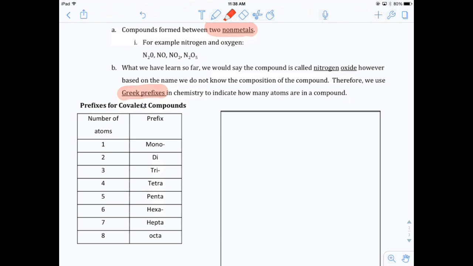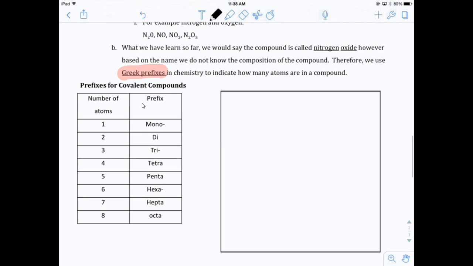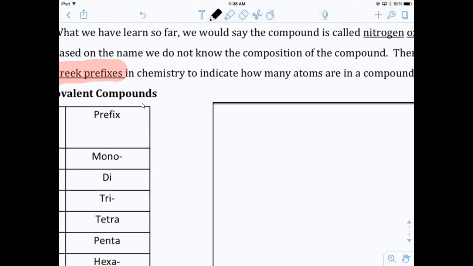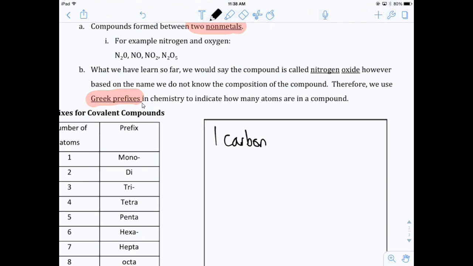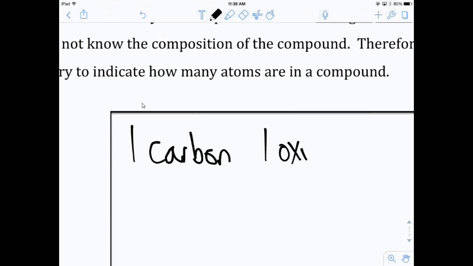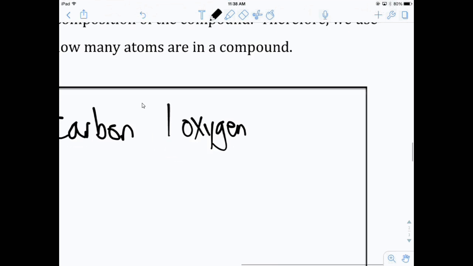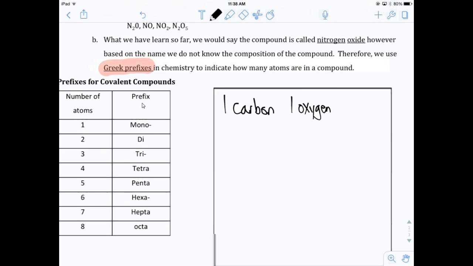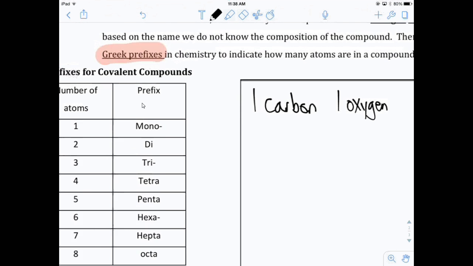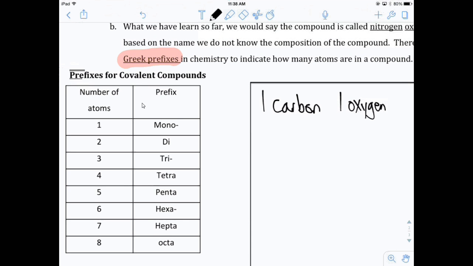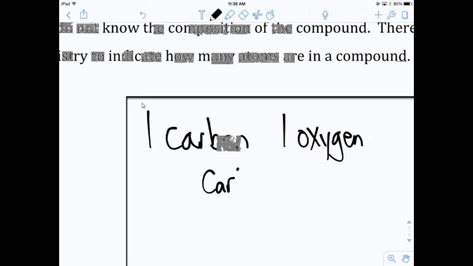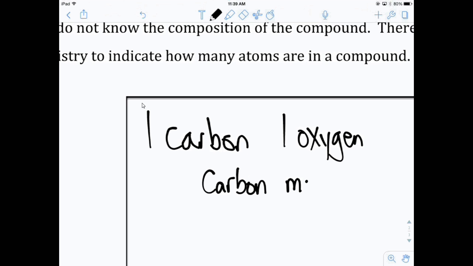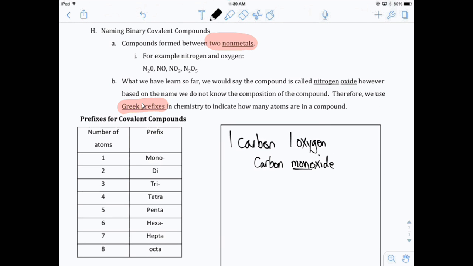So for example, I think I had examples here, and I don't know what happened to them. But for example, if I say carbon and oxygen, if I say I've got one carbon and one oxygen bonded together, I would write this formula out. Now, you don't have to put mono in front of the first one, but the second one you do. So if one carbon and one oxygen bond together, it would be carbon, and then I'm going to use this prefix here, monoxide. Carbon monoxide. Once again, that mono signifies that it's one.